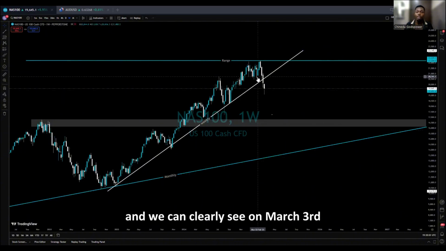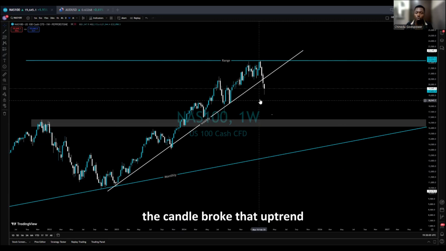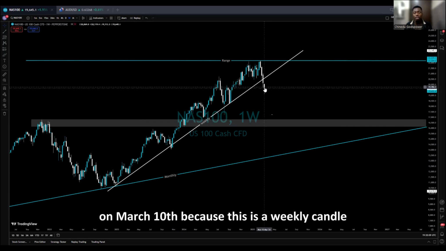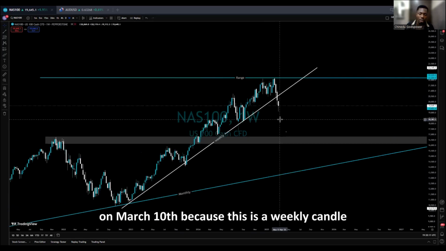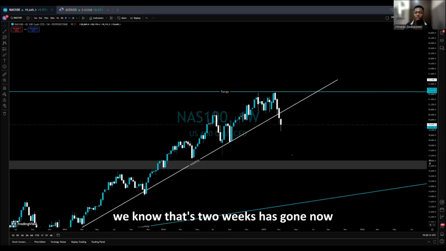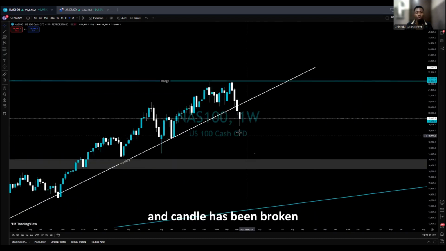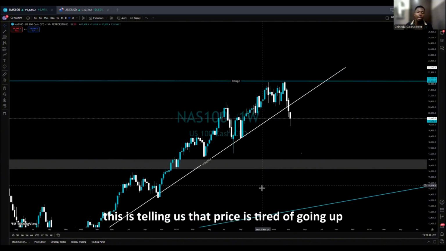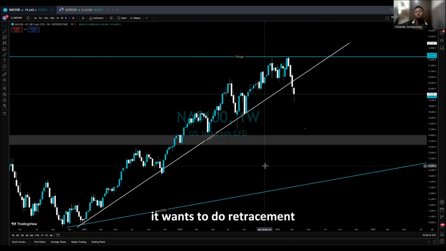And we can clearly see that on the 3rd of March, the candle broke that uptrend, and it had a continuation on the 10th of March. Because this is a weekly candle, we know that 2 weeks have gone and the trend has been broken. So this is telling us that price is tired of going up. It wants to do a retracement.